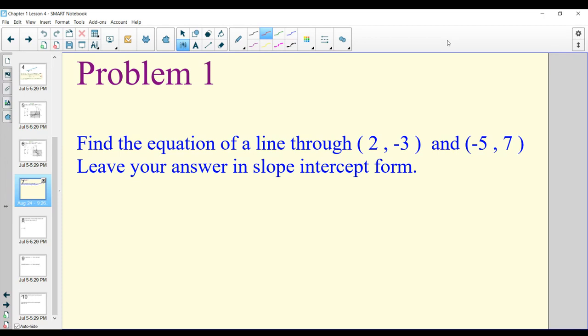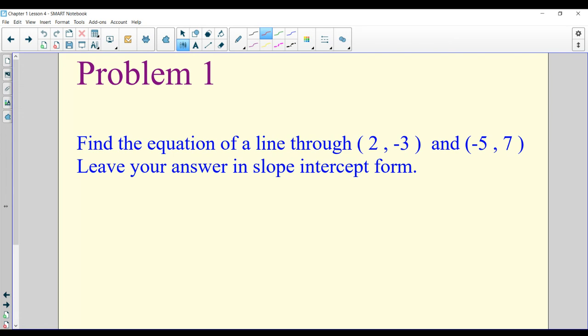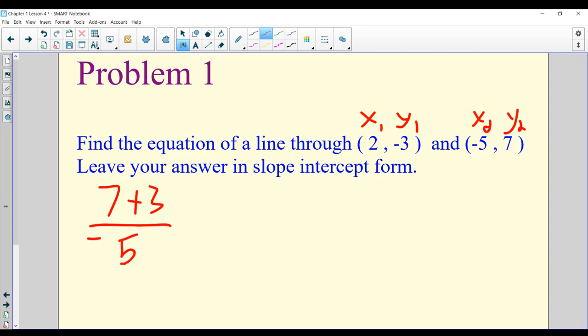All right, find the equation of the line through those 2 points, and I want your answer in slope-intercept form. The first thing you're going to do is find the slope. This point here will be x1, y1, and this will be x2, y2. So slope is y2 minus y1 over x2 minus x1. That would be 10 over negative 7. Don't make that a decimal. Just leave it in the form that it's in.